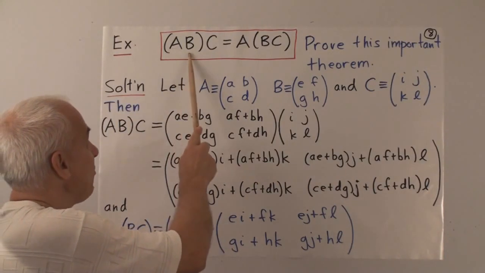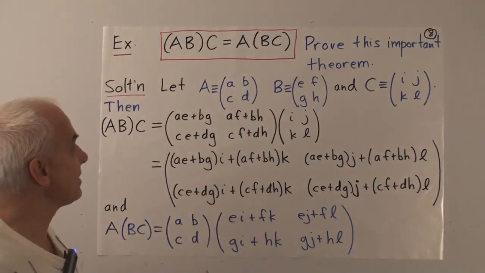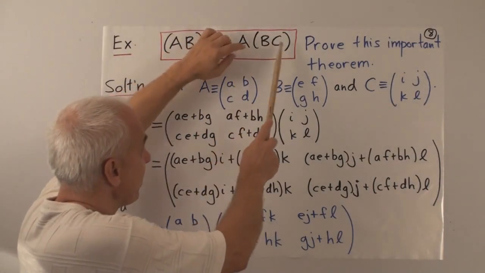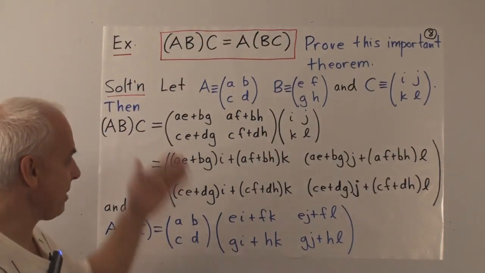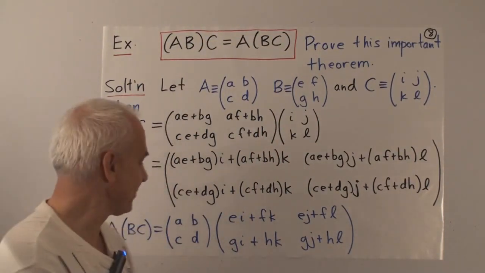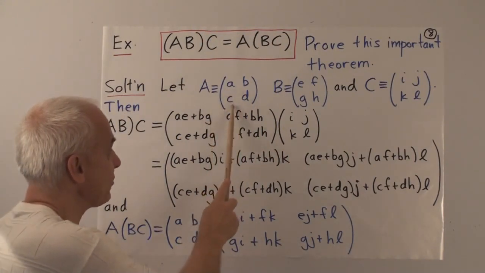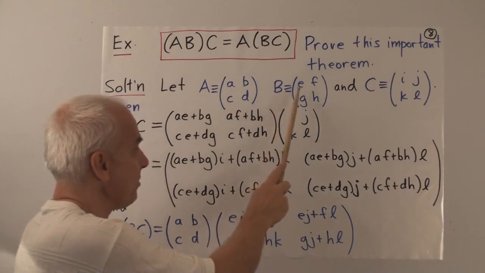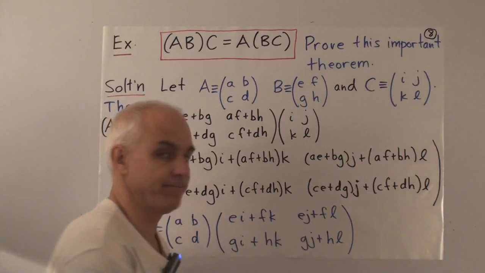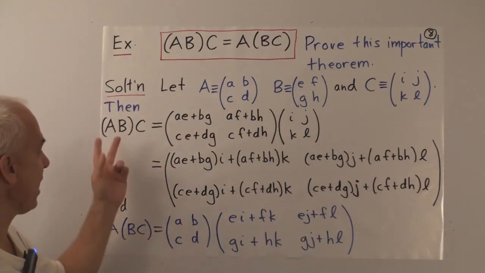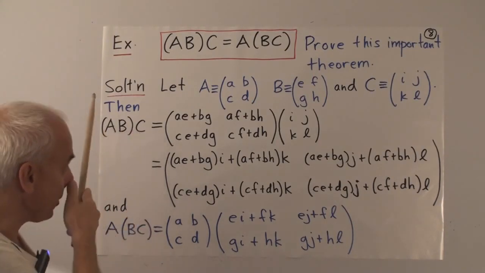It says that A times B, evaluated first, then times C, is the same as taking the matrix A and multiplying it on the right by B times C. So let me go through the proof of that. First of all, let A be the matrix A, B, C, D, B be the matrix E, F, G, H, and C be the matrix I, J, K, L. We'll calculate the left-hand side first: A times B first, times C.